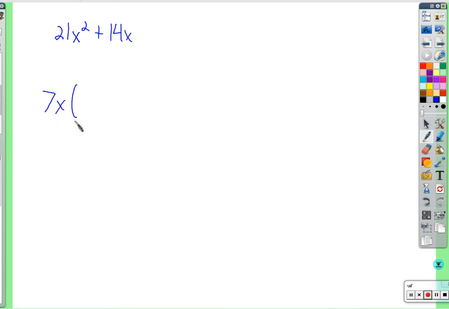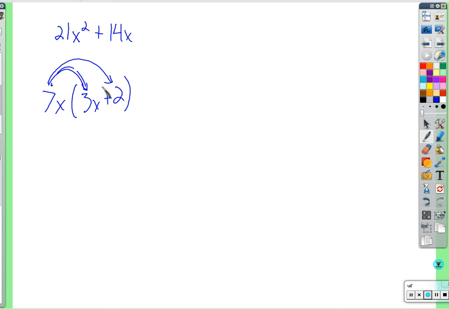So it's 7x times 3x, plus 2. Just 2, no x's. If he's wrong, then we can test it and find out because we just distribute the 7x. 7x times 3x is 21. x times x is x squared, so 21x squared. 7 times 2 is 14, times x is 14x. So he was right.